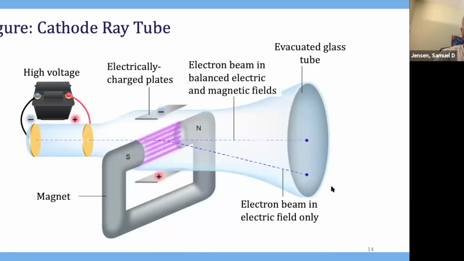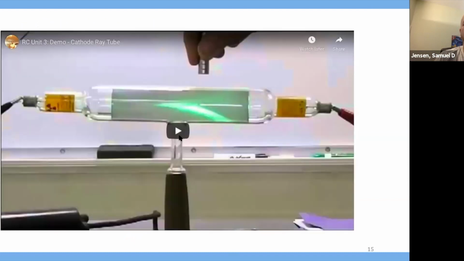All right. And so what you can see is that when a magnetic field is applied over this beam, we see a change in the beam's trajectory. Now, light is not affected by a magnet like that. So that means there must be something else there, right? And so I'm going to show you a video here. So hopefully my video will work here.